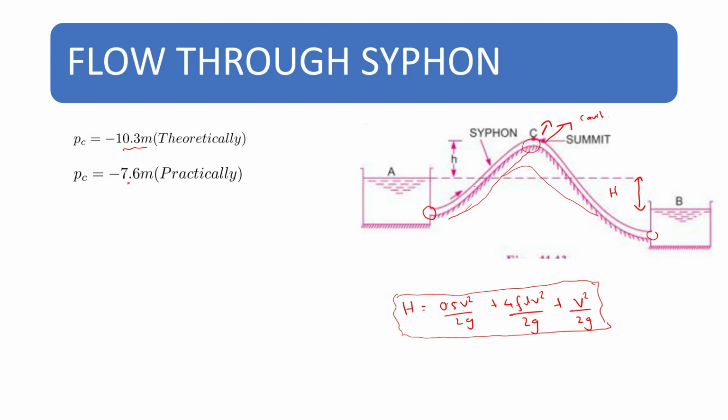Actually it may not reach minus 10.3. If it falls below, that is at minus 7.6 meter itself, vacuum, bubbles will form, water will start to cavitate. So this is the problem with a siphon. At the summit there will be problems like this.